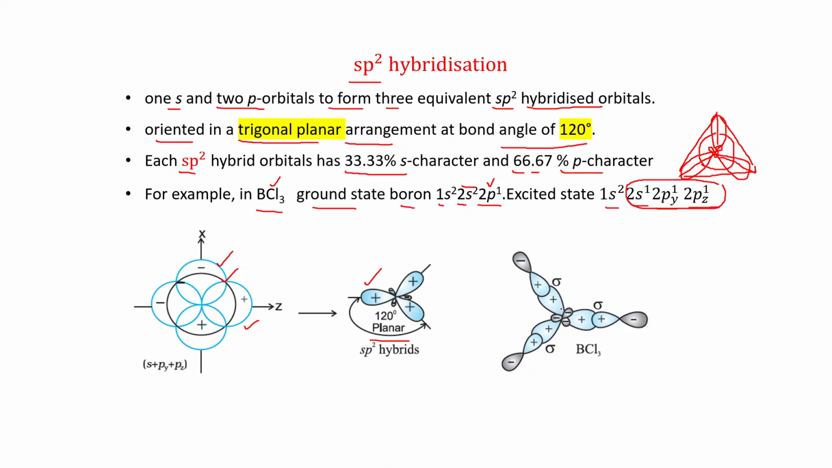In the case of BCl3, each sp2 hybrid orbital of boron overlaps with the p orbital of chlorine and forms a sigma bond. This is also a sigma bond. In the same way, this sp2 hybrid orbital of boron overlaps with the p orbital of chlorine and forms this sigma bond. You can also draw this: this is B, with three bonds, and this is chlorine, this one is chlorine, and this one is also chlorine, and the bond angle is 120, this is also 120, this is also 120.